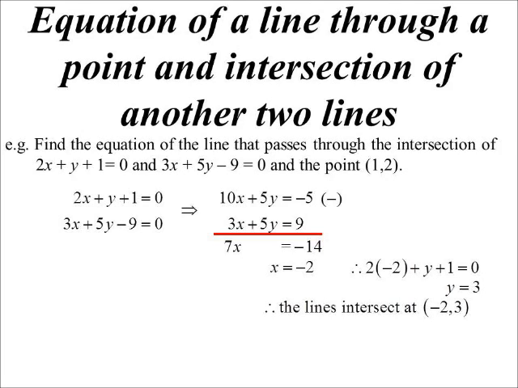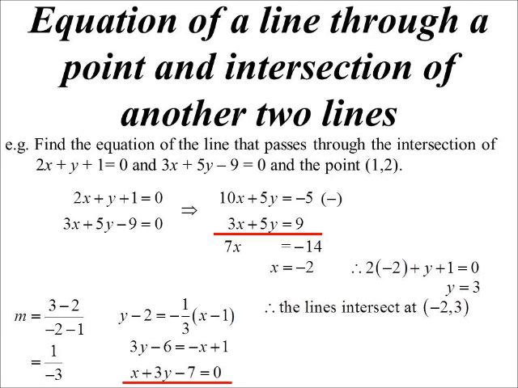Now I'll find the equation of the line that joins those 2 points. So I've got to find the slope between those 2 points, minus a third. Point slope formula. And then eventually we get the equation of the line. It certainly works doing it that way, but there is a quicker way.